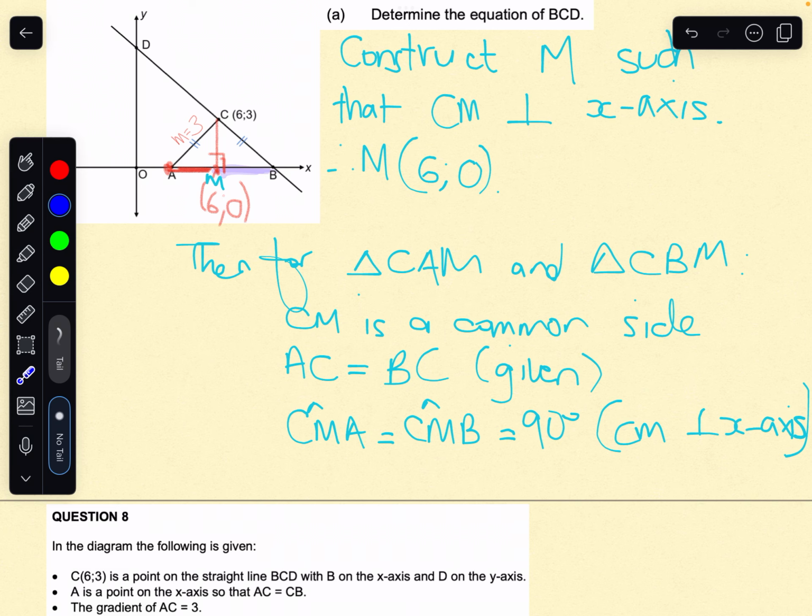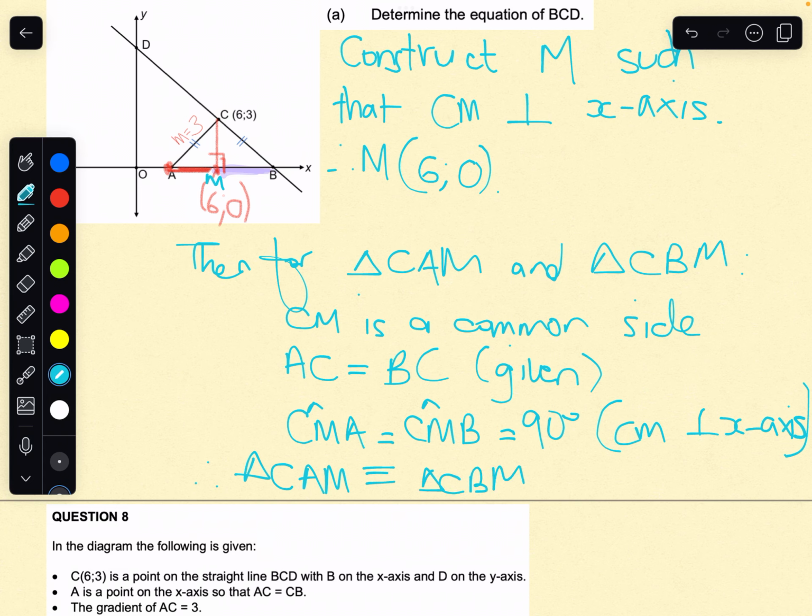So what does that mean for us? That means that triangle CAM is congruent to triangle CBM, and that is because of RHS. If we just sanity check: CA is equal to CB, yes. AM is equal to BM, that feels right. CM is equal to CM, that's the common side.